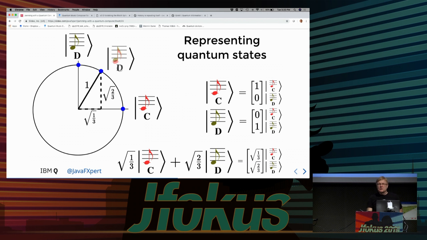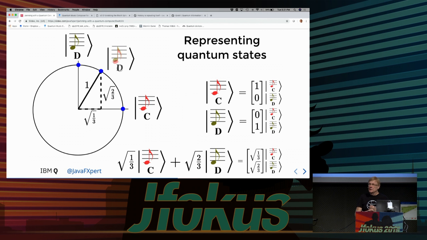So when we measure that, when we look at Schrodinger's cat, when we measure this quantum state, there's going to be some probability that we're going to see the C, and some probability that it will collapse to a D. I haven't told you how to compute the probability, but I've given you some information, and you could probably take a guess. What do you think the probability is that when we measure it, it'll be a C?